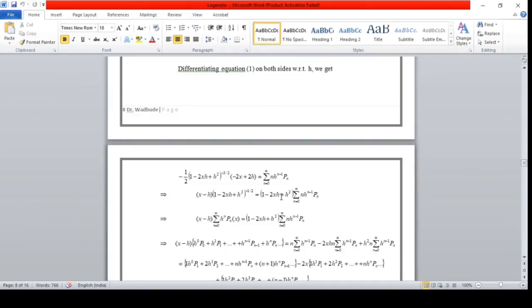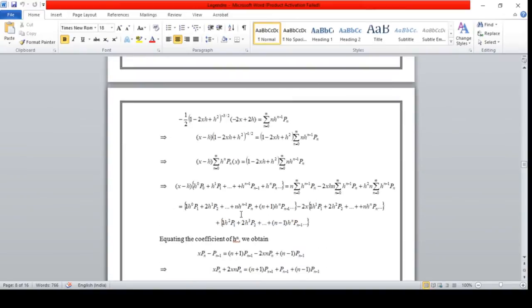Here the power of (1 - 2xh + h^2) is -3/2, which we break into two parts, -1/2 and -1. So the -1 goes to the numerator, and by cross multiplication we get this step: (x - h) times the (1 - 2xh + h^2)^(-1/2) term. Again from equation 1, (1 - 2xh + h^2)^(-1/2) equals summation n = 0 to infinity h^n Pn(x), and this summation is multiplied by (1 - 2xh + h^2).